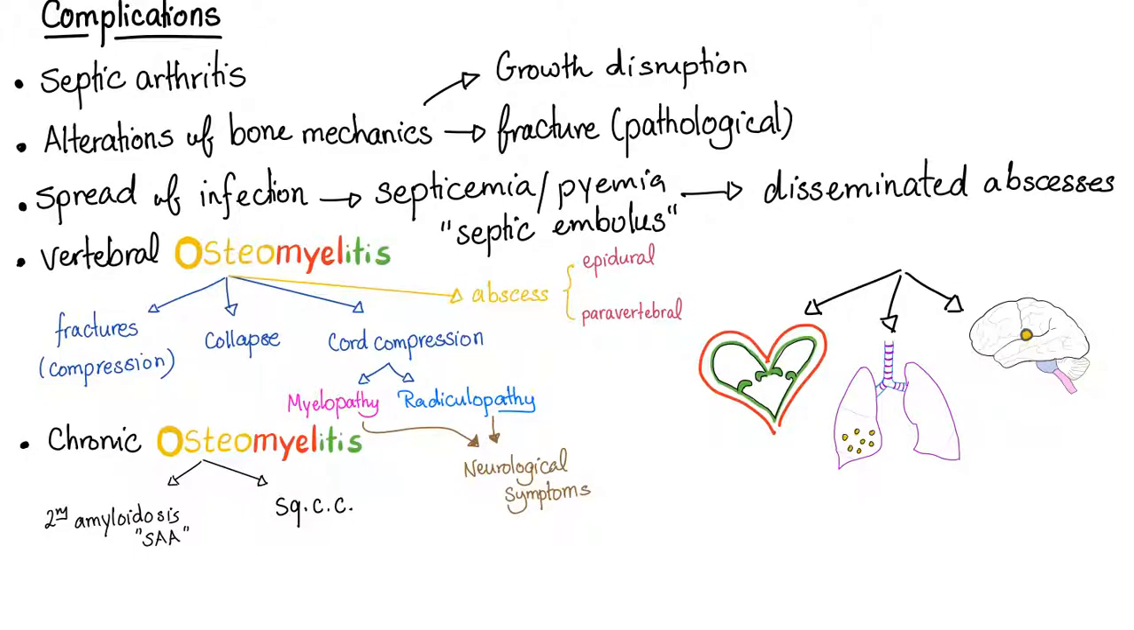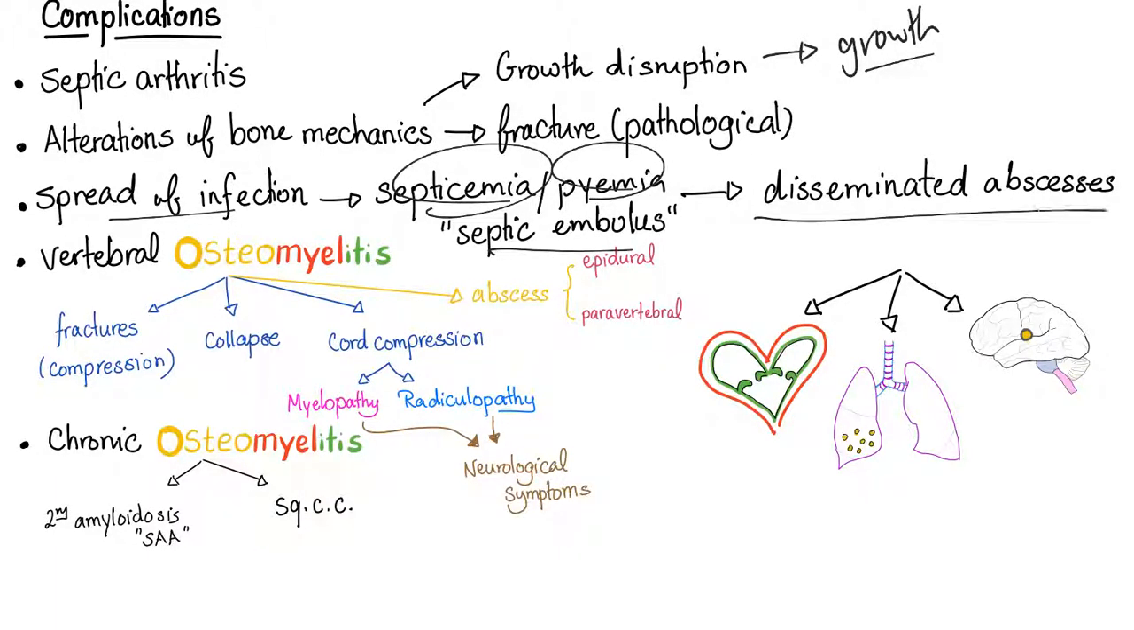Complications of osteomyelitis: septic arthritis, so the joint; alteration of bone mechanics leading to growth disruption and pathological fractures. So if it happens to a child, the child can get growth abnormalities. Spread of infection can lead to septicemia or pyemia. There is a septic embolus in the blood leading to disseminated abscesses. Abscesses everywhere. It can lead to endocarditis, and it can lead to lung abscess. When lung abscess is caused by inhalation of oropharyngeal material, it's usually singular. But when it comes via septicemia or pyemia, it's usually multiple, small, and in the lower lobes.